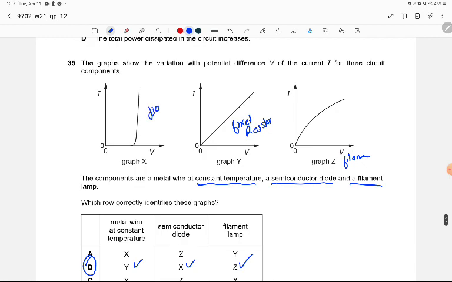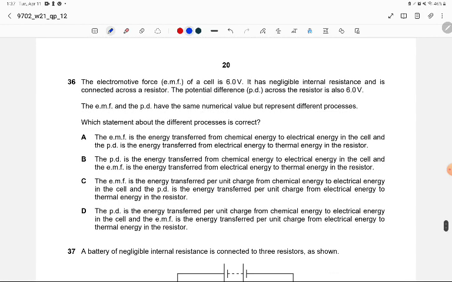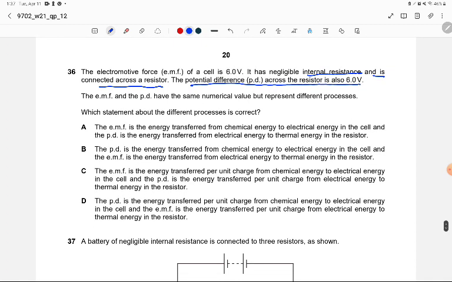So yeah, the electromotive force of a cell is 6 volt. It has negligible internal resistance and is connected across a resistor. The potential difference across the resistor is also 6 volts. The EMF and the PD have the same numerical value but represent different processes. Which statement about the different process is correct?